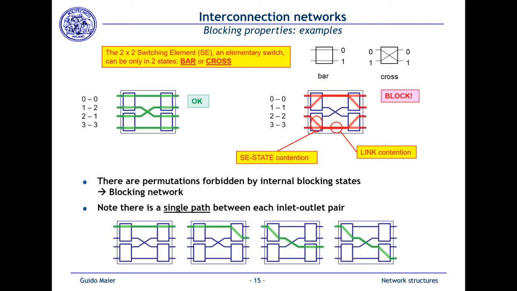Okay, so let's start with the first permutation. You can set up the first connection this way, set up the second connection this way, third connection. So here you have this kind of configuration. Here you have your bar state. This is number three. Three to three, and 2 to 2 takes this way.